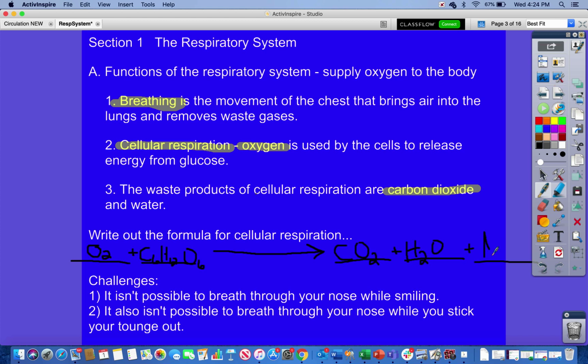And then the big thing that we get from cellular respiration is energy. If you remember that, it's ATP. So that's one of the big benefits of cellular respiration. Now, the respiratory part of that, again, is us breathing to bring in oxygen right here and then give off that carbon dioxide right here.